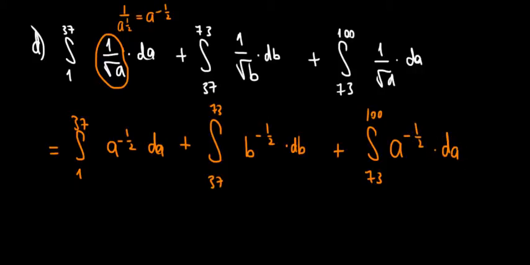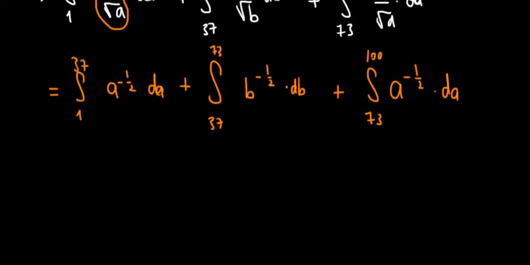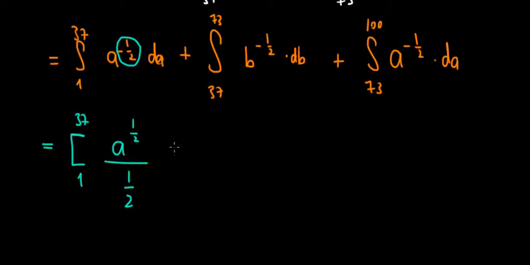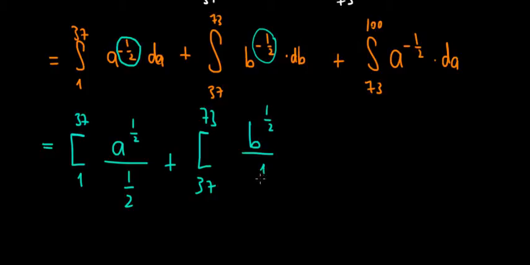Now, what can we do? We can apply the integral property of these powers. The integral of 8 to the power minus 1 over 2 dA, that's just going to be between 1 to 37, and the integral is 8 to the power of minus 1 over 2 plus 1, that's 1 over 2, divided by minus 1 over 2 plus 1, which is again 1 over 2. Now we go to the second term, same method. It will be the boundaries between 37 until 73. What is b to the power of minus 1 over 2 under integral? Well, that's b to the power of minus 1 over 2 plus 1, which is 1 over 2, divided by minus 1 over 2 plus 1, which is again 1 over 2.